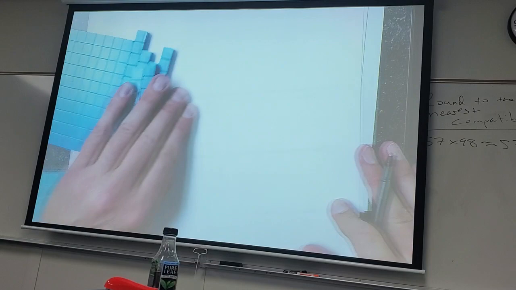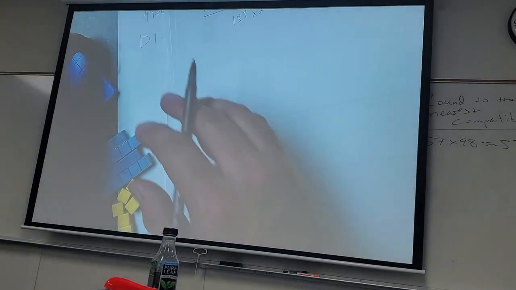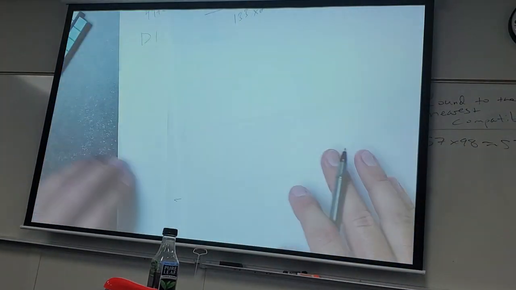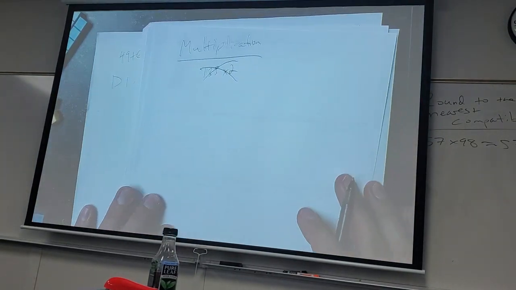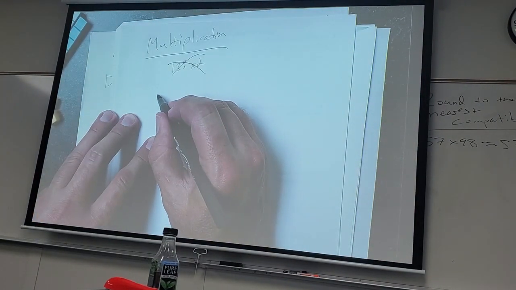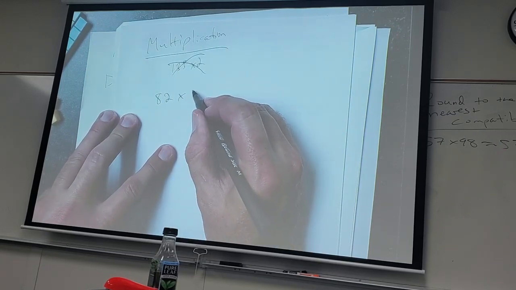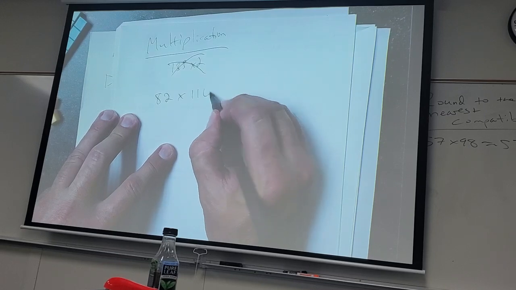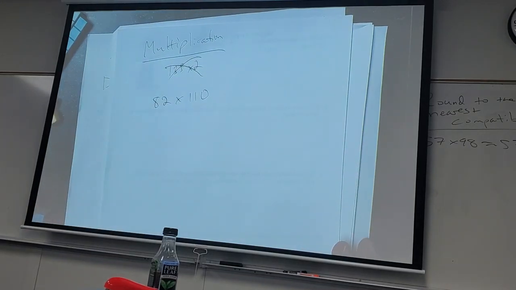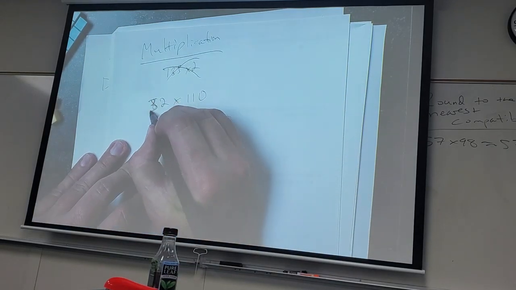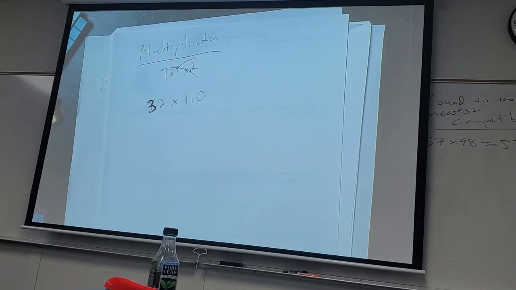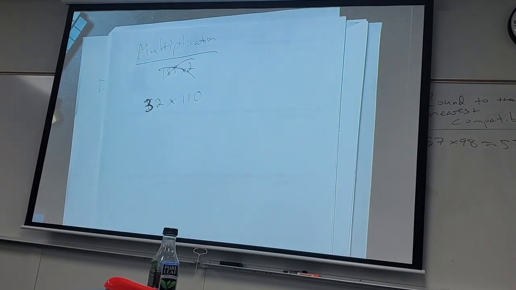Okay, so what if instead I want to use flats and longs and units and such to represent, not that, that's too easy. I want to represent, what do you got, Jeff? 82 times 110, sure. Do I want to do 82? No, not really. Let's make this 32. You'll see why in a minute. The process will still work, I just don't want to draw that much.